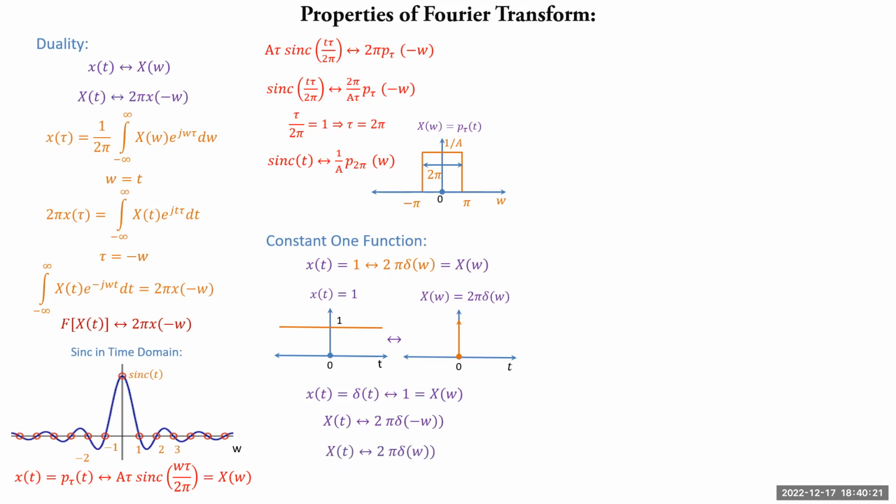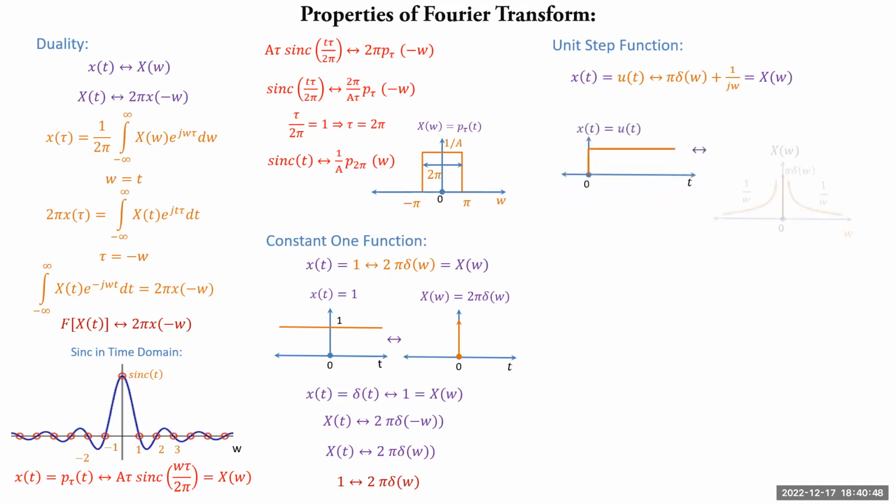So in two steps, we can prove the Fourier transform of a DC function is an impulse function. Now consider the unit step function, that is x of t equal to u of t, and that is transformable to pi delta omega plus 1 by j omega. Unit step function can be expressed in terms of a signum function.